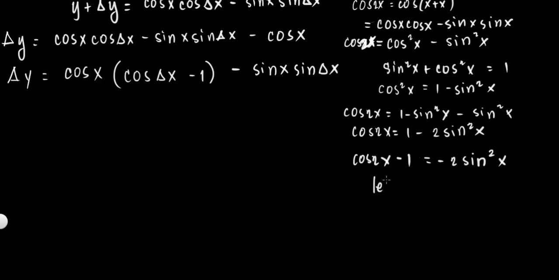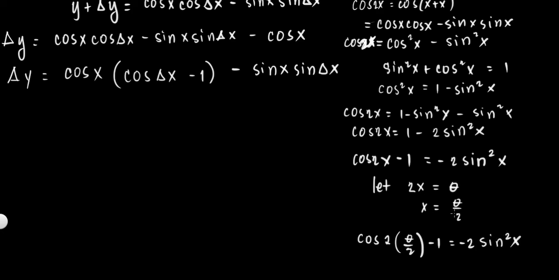So we let 2x equals theta. Okay? Then we solve for x. X is equal to theta over 2. Then cosine 2x, or x is theta over 2, minus 1 equals negative 2 sine square of x.